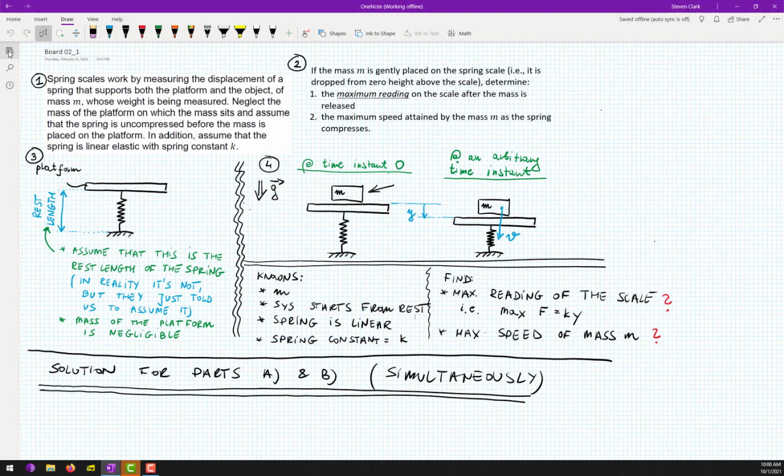Okay, so what do we have in here? Aha, they told us untrue information. I mean, that was like too strong a statement. Sorry, guys. So basically, they told us that we should assume that the rest length is right after putting the scale on the spring. This is not true. Let me show you another board, okay?